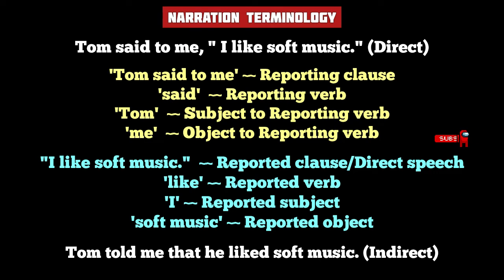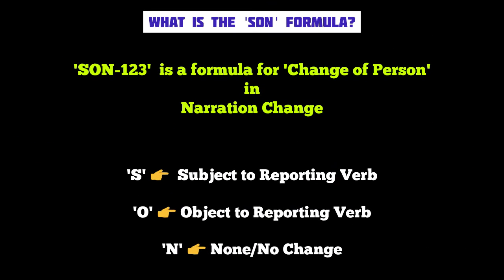And if you look at the reported clause, I like soft music, the verb like is called the reported verb, whereas I is the reported subject and soft music is the reported object here. So while changing the narration, we use these grammatical terms to refer to the respective parts of the sentence. So now the question arises, what is the SON formula for narration change all about?